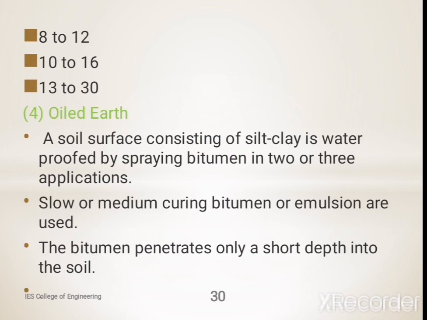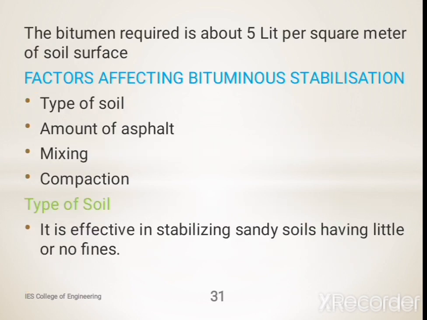The next is oiled earth. A soil surface consisting of a silt layer is waterproofed by spraying bitumen in 2 or 3 applications. Slow or medium curing bitumen or emulsions are used. The bitumen penetrates only a short depth into the soil. The bitumen required is about 5 liters per square meter of soil surface. The next is factors affecting bituminous stabilization. The first factor is type of soil, then amount of asphalt, mixing and compaction.